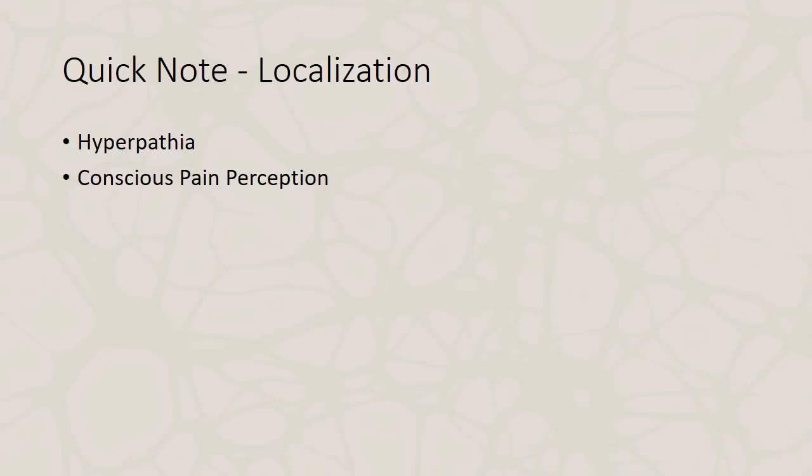With conscious pain perception, it also does not help localize. You can have an L4-S3 lesion that causes absent pain perception and a T3-L3 lesion that causes the same. However, with conscious pain perception, remember it's probably one of the most important things when we're talking about spinal cord injury in predicting prognosis.